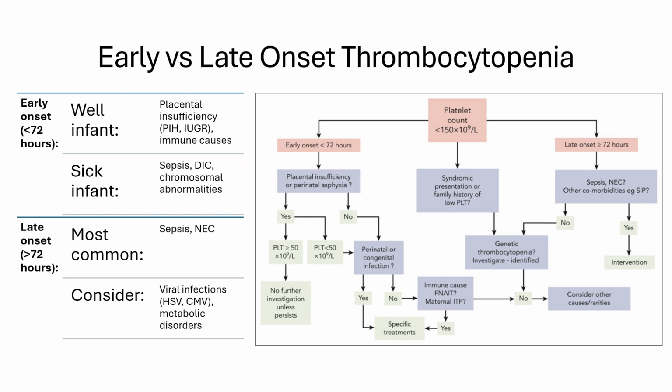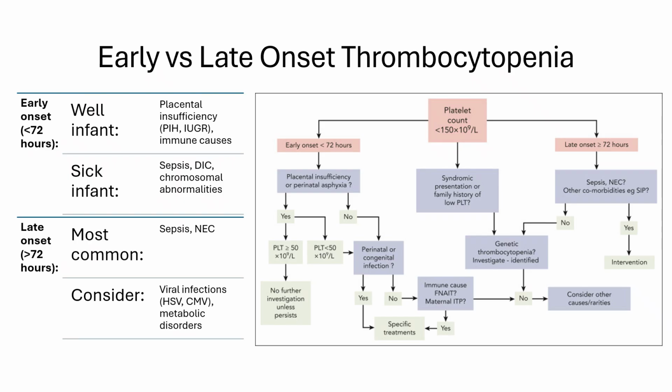Early onset sepsis, particularly from Group B streptococcus or E. coli, triggers inflammatory cascades that suppress platelet production and increase consumption. DIC often accompanies sepsis, creating a consumption coagulopathy that rapidly depletes platelets. Late-onset thrombocytopenia, occurring after 72 hours, most commonly results from sepsis and necrotizing enterocolitis. These conditions represent the leading causes of acquired thrombocytopenia in the NICU.